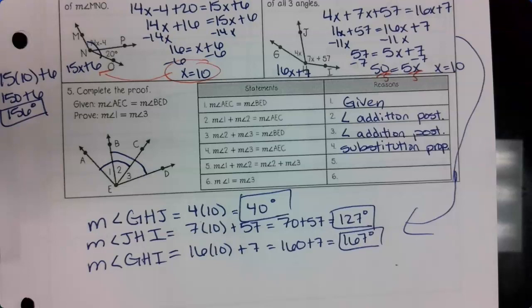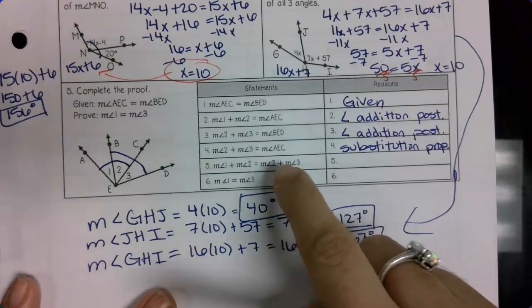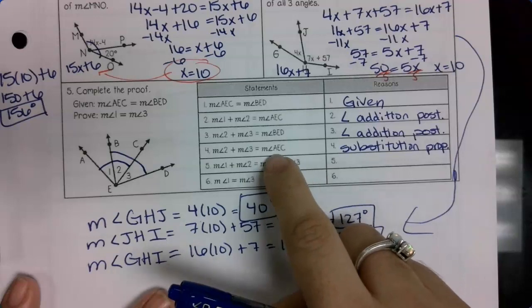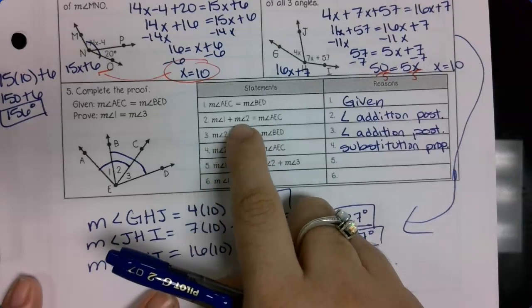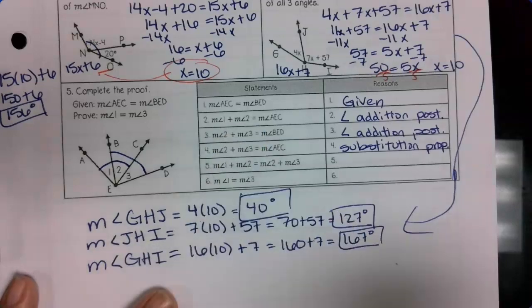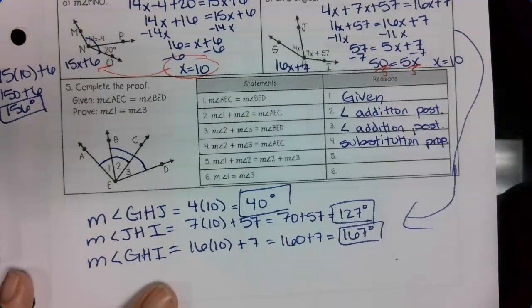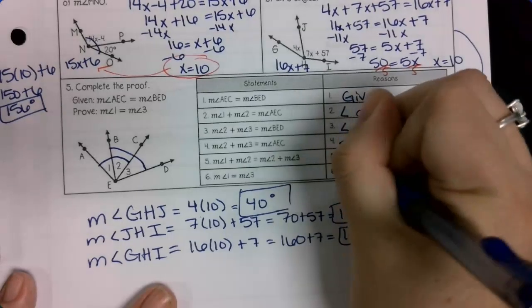Okay, the next thing I have is that the measure of angle 1 plus the measure of angle 2 equals the measure of angle 2 plus the measure of angle 3. So from step 4 to step 5, I changed out the measure of angle AEC to be the measure of angle 1 plus the measure of angle 2. So again, that's going to be substitution because I replaced it.